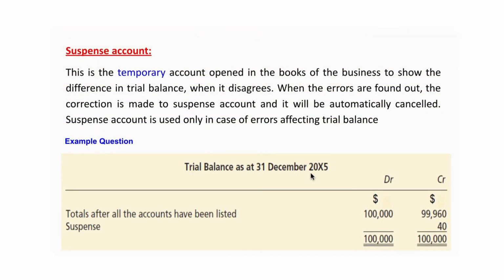A trial balance is given. This is an example question. The totals after all the accounts have been listed are 100,000 and 99,960. The credit side is shorter and the debit side is greater than the credit side. The trial balance is not equal. In that case, we have to open a suspense account. The meaning is there are some mistakes that we have to find out.